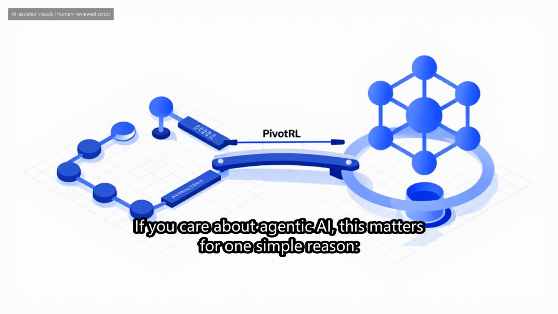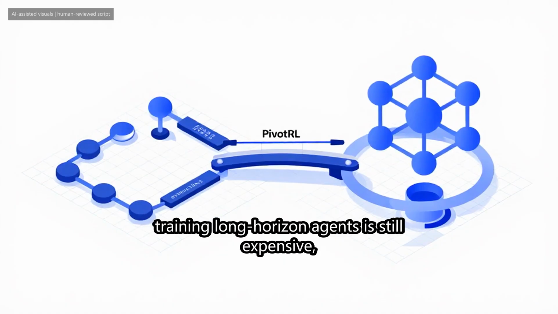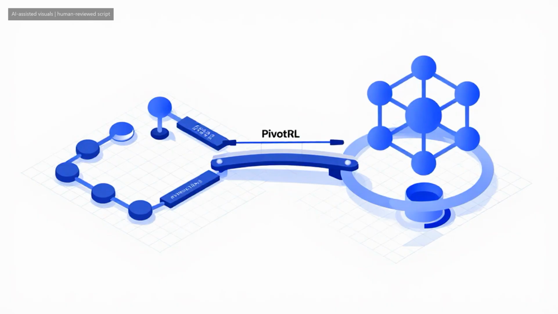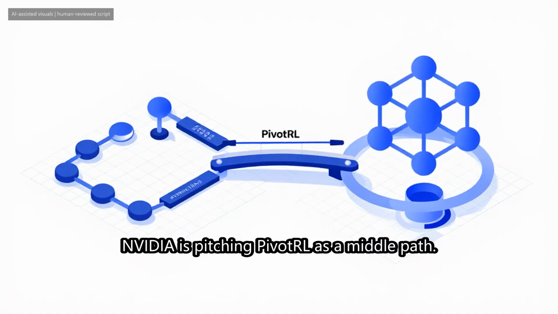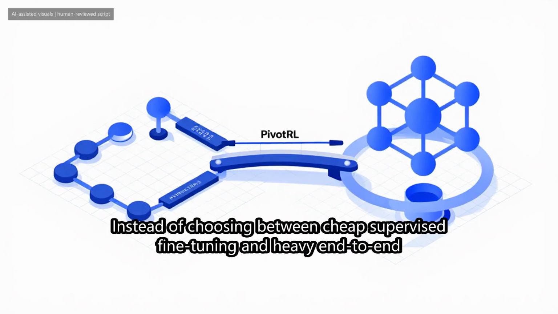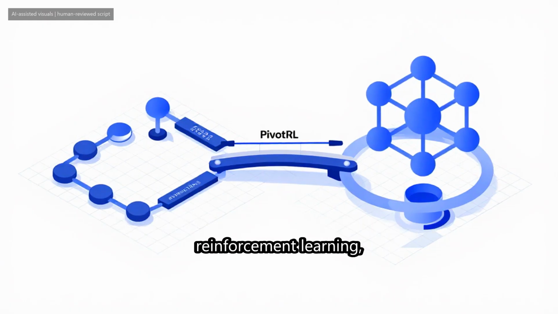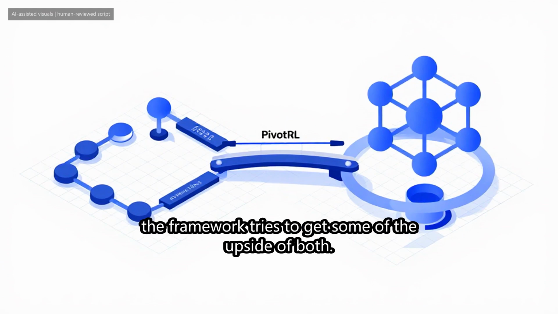If you care about agentic AI, this matters for one simple reason: training long-horizon agents is still expensive. And the usual shortcuts often hurt generalization. NVIDIA is pitching PivotRL as a middle path, instead of choosing between cheap supervised fine-tuning or heavy end-to-end reinforcement learning. The framework tries to get some of the upside of both.